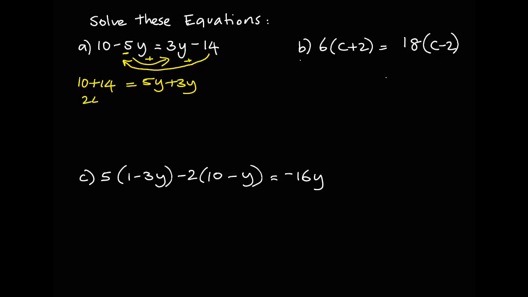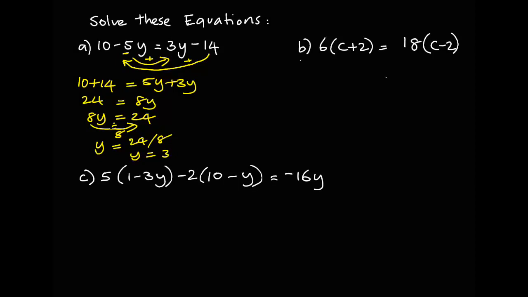So we've got 24 is equal to, and we can add the y's together, so it's 8y. It's the same as writing 8y equals 24. Alright, now we can divide by 8 to get y on its own. So y is equal to 24 divided by 8, y is equal to 3.